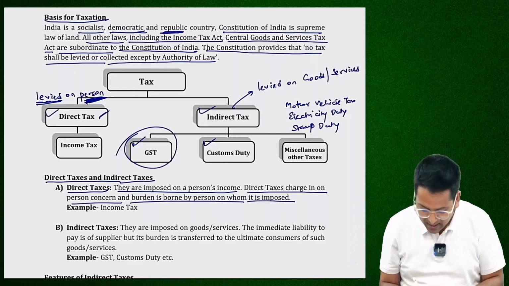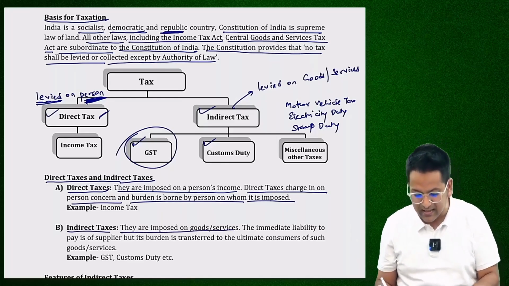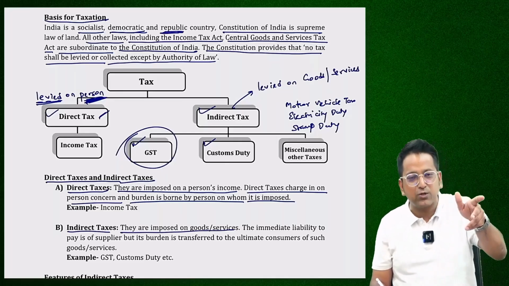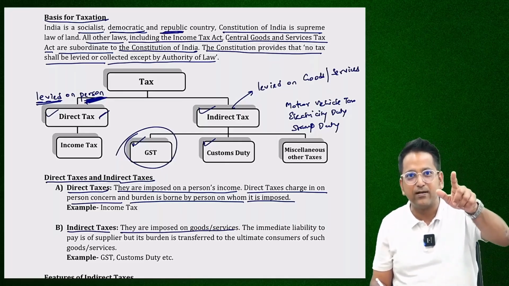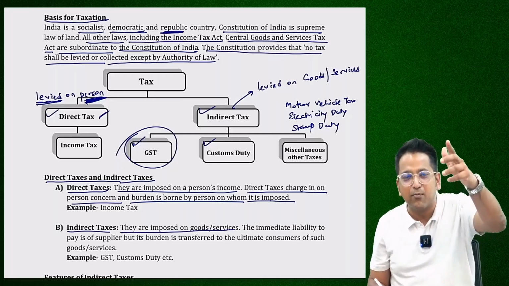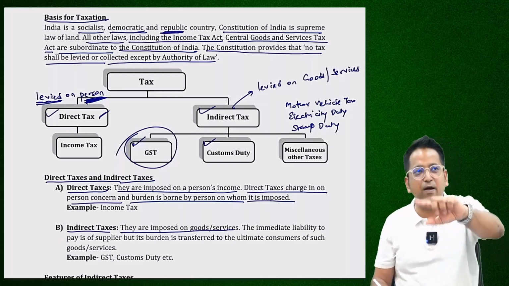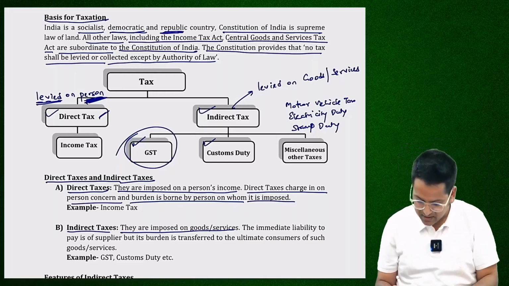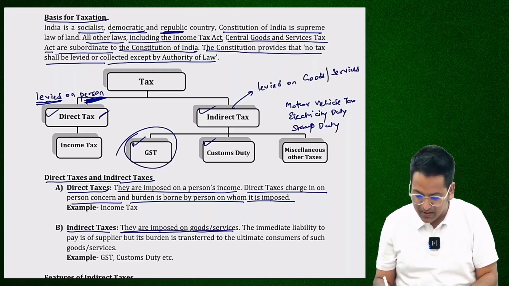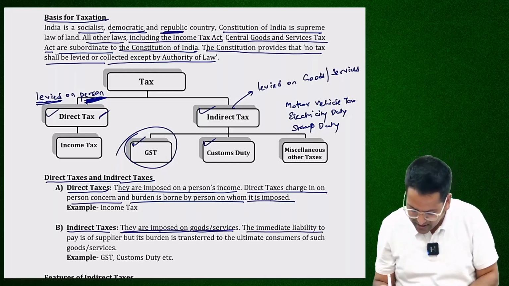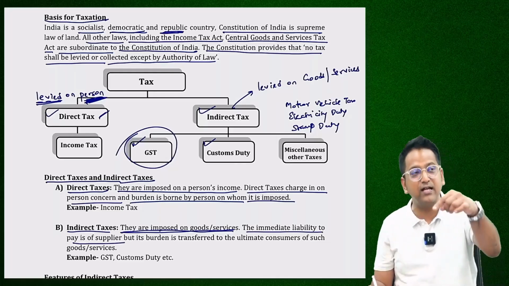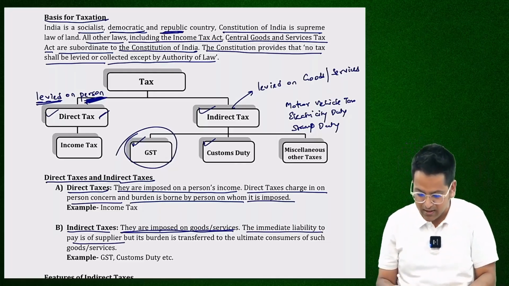Okay? Indirect taxes are levied on goods and services. But the one who bears the burden doesn't pay directly. The trader will give it to the government, and the consumer will take the burden. The consumer pays the trader and the trader pays the government. The immediate liability to pay this tax falls upon the supplier, who has to pay the tax to the government.